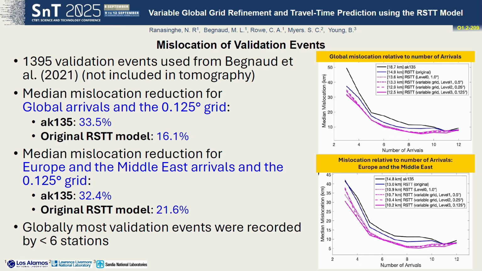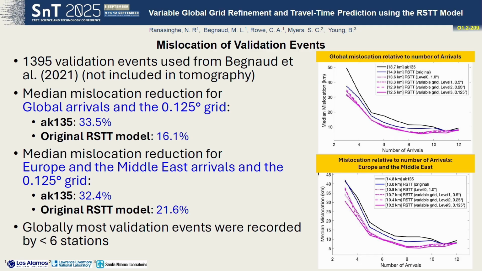So to validate this, we held back 1,395 validation events. They were not used in the tomography so that we wouldn't run the risk of a circular problem. And these were all ground truth 5 or better events that were used for the validation.